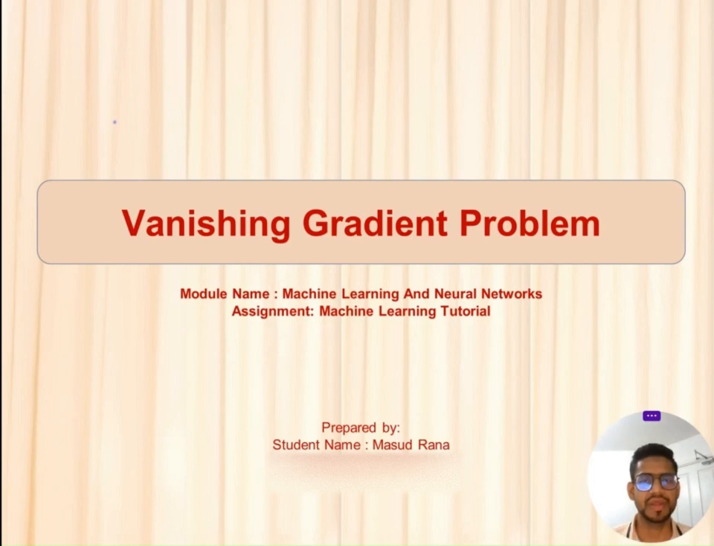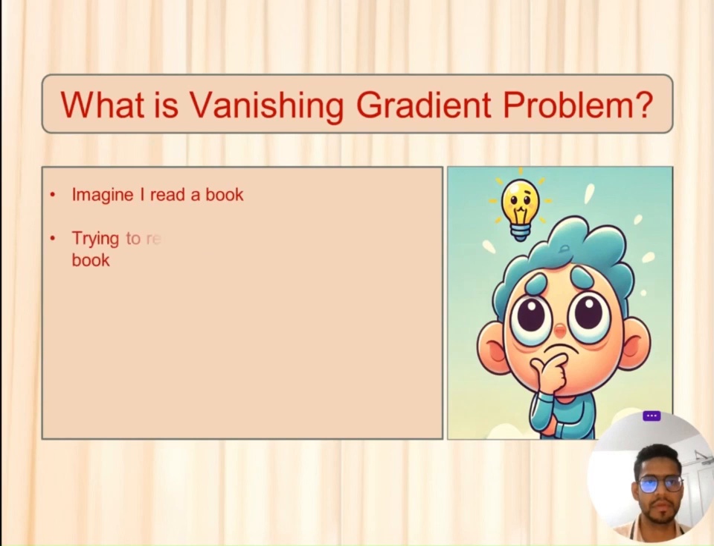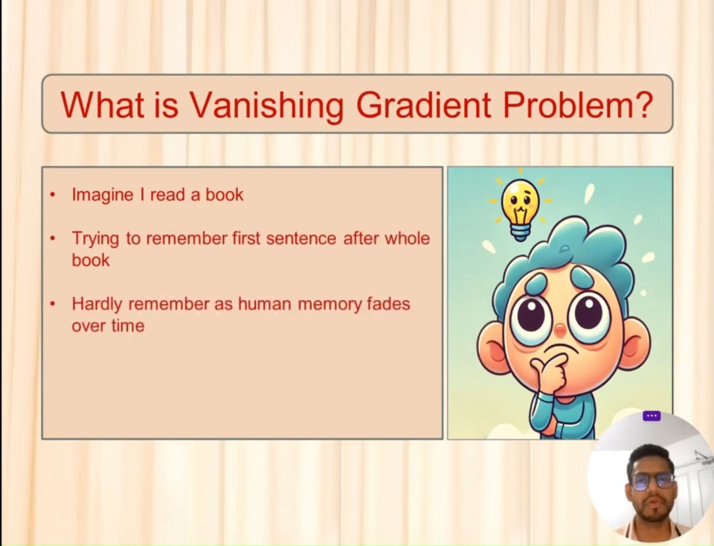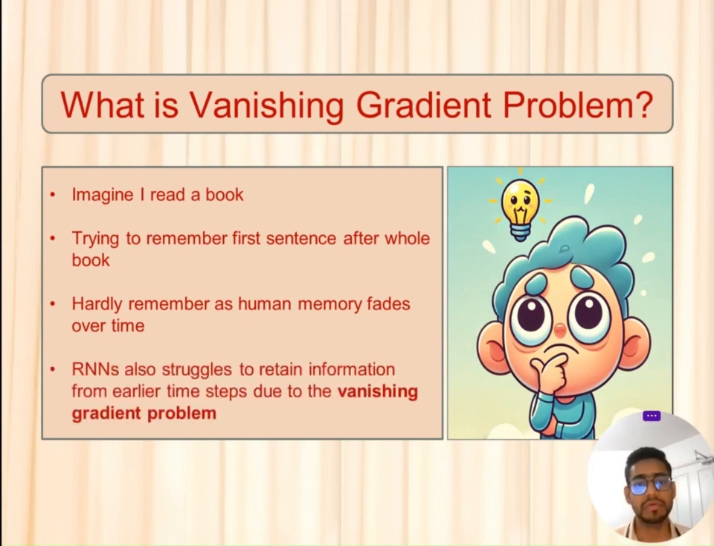Hello viewers, today we are going to discuss the vanishing gradient problem. So what is the vanishing gradient problem actually? Imagine I read a book, and after completing the whole book I just try to remember the first sentence. I can hardly remember it because human memory fades over time. RNNs also struggle to retain information from earlier time steps due to the vanishing gradient problem.